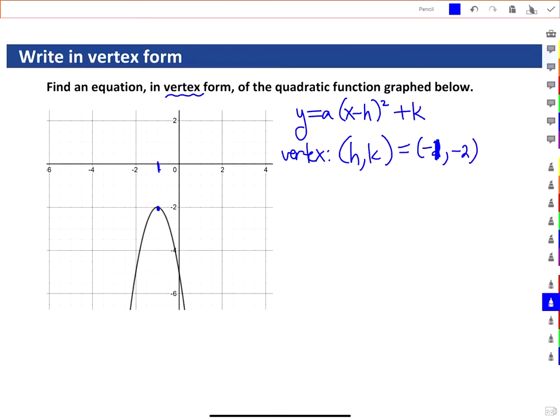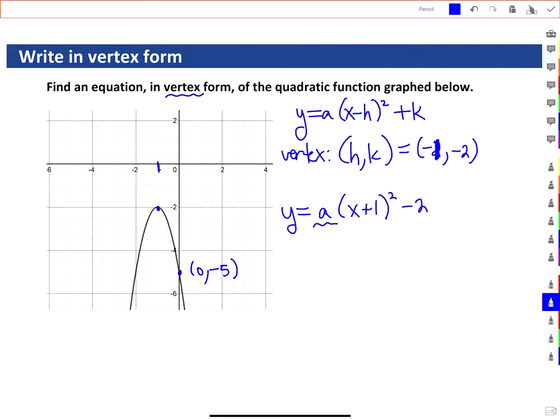So let's go ahead and plug that in. We'll start there. So y equals a times x minus a negative 1, so that's going to end up being x plus 1 squared minus 2, because that's my k, or plus a negative 2 if you want to write it that way. Now how on earth do we figure out what this a value is? Well, x and y is just some point on this parabola. Do you see any other nice points on this parabola? Yeah, I think so. I like to use my y-intercept if it's nice, and I think it is. So this is another point on the graph, (0, -5).